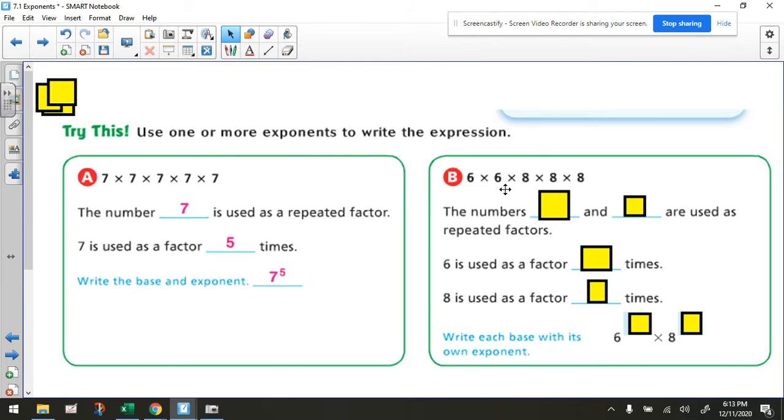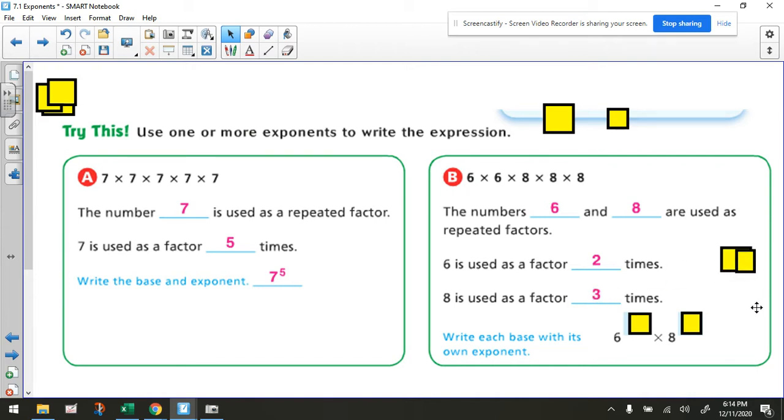Over here, careful, because we have two different numbers. We have the number 6 that repeats, and we have the number 8 that repeats. So we're looking at 6 and 8. Let's look at how many times they repeat as factors. 6 is used as a factor 2 times, see 1, 2. And 8 is used as a factor 1, 2, 3 times. So if we're going to rewrite this using exponents, we would rewrite it as 6 squared times 8 cubed.